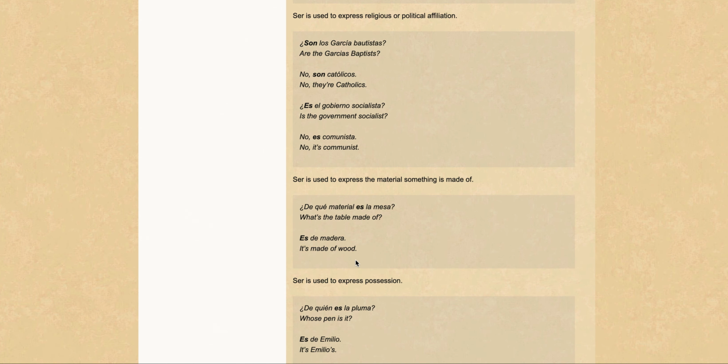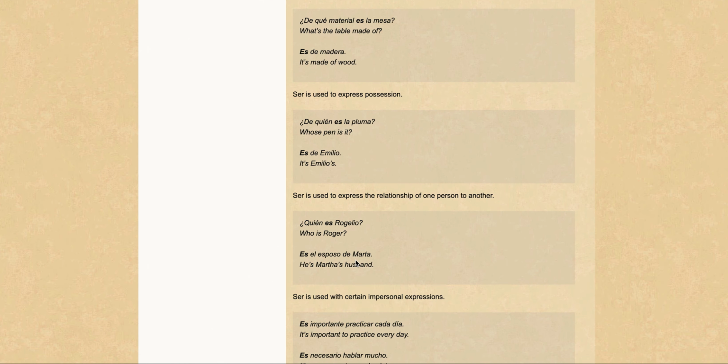It's also used to express what material something is made of. So, ¿de qué material es la mesa? What's the table made of? Es de madera. It's made of wood. Okay, so it's also used to express possession. So, ¿de quién es la pluma? Whose pen is it? Es de Emilio. It's Emilio's.